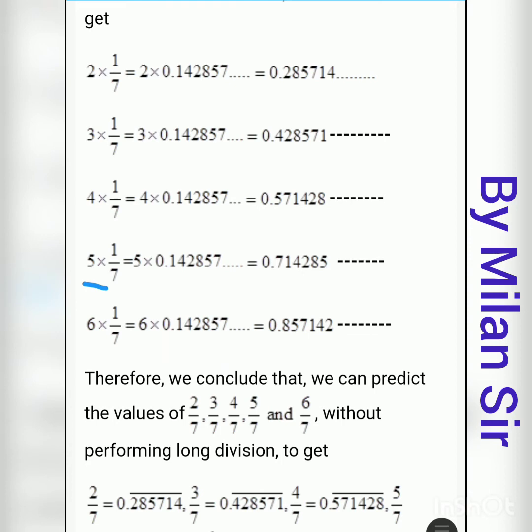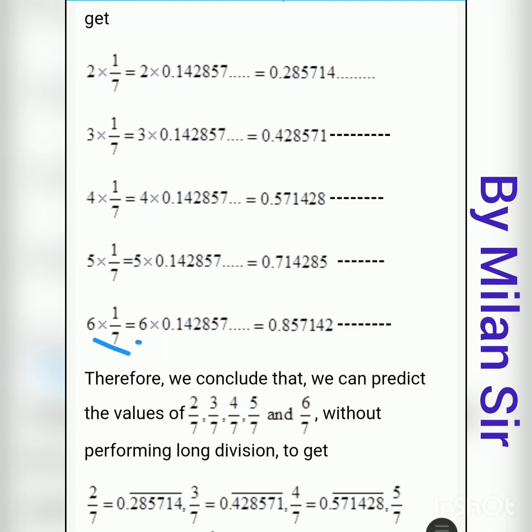If we want to find 5 by 7, then we can write it like this: 5 multiply 1 by 7. So 5 multiply the value of 1 by 7, it's 0.142857. If you multiply these two numbers, we will get the answer 0.714285, and it continues.